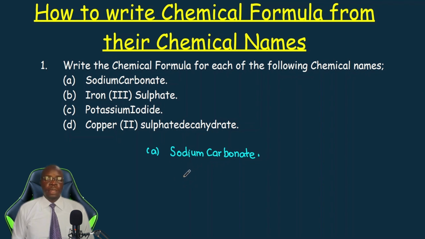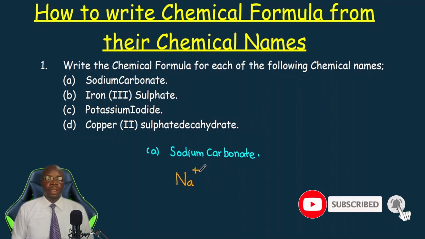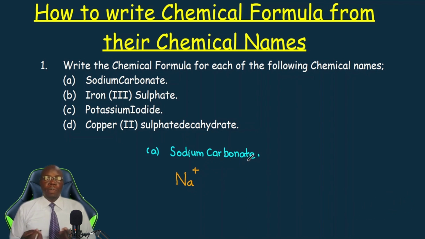We know how to write the chemical symbol of sodium as Na. Since it is one of the elements in group 1, it has lost one electron, so we can give it a positive charge. The next one, we need to write the carbonate, and carbonate is a combination of two elements, that is carbon and oxygen, forming a radical. And it has the oxidation state of 2 negative.